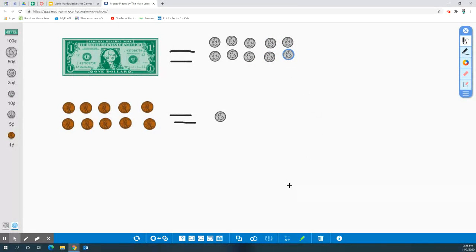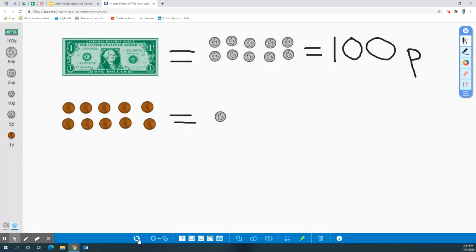So now, if each of these dimes is worth 10 pennies, how many pennies are in $1? How many pennies are in $1? 100. I'll do a P for pennies. 100 pennies is the same as 10 dimes, which is also the same as $1.